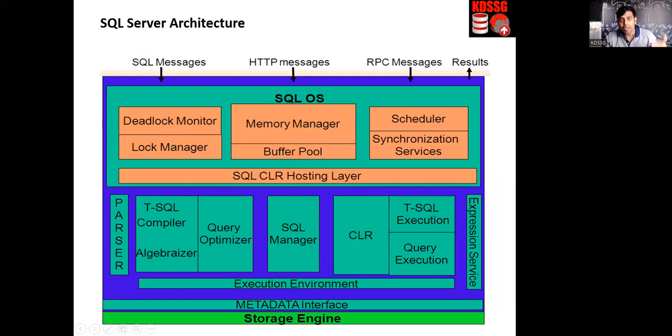The bottom one is called the storage engine. One more is there, the client interface, the network interface. We'll talk about that later. So there are three parts: SNI, the SQL Server Network Interface; second, the storage engine at the bottom; and this whole upper part is the relational engine.